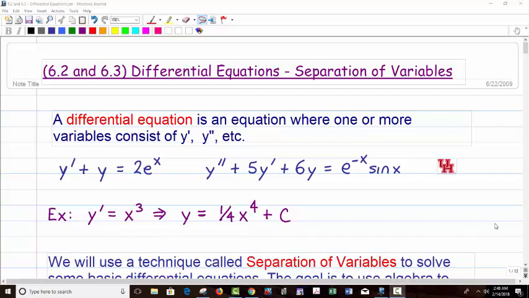In this video, we are taking a look at a couple of sections combined from the author Larson, 6.2 and 6.3, differential equations, separation of variables. I'm just taking out what I think are the important parts to include, and maybe not including everything, so I kind of lumped it all together.